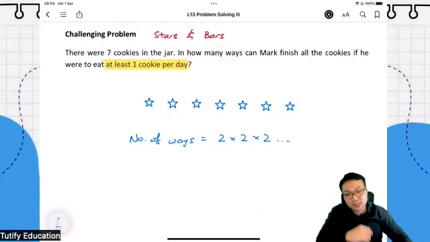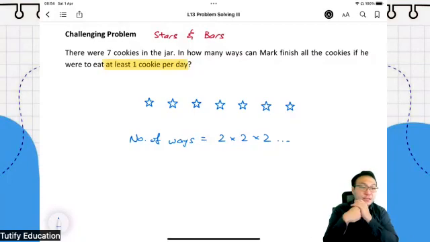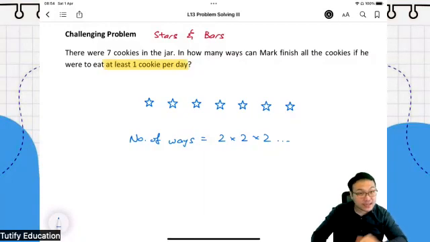Everybody type the final answer in the chat. Now, type it now. Do your calculation and type it now. Don't be careless, please. Multiply properly. How many 2s are there? How many bars are there? There are 6 bars.